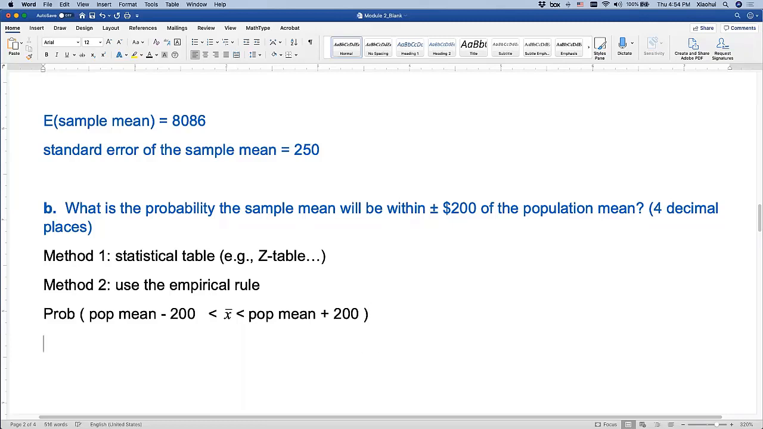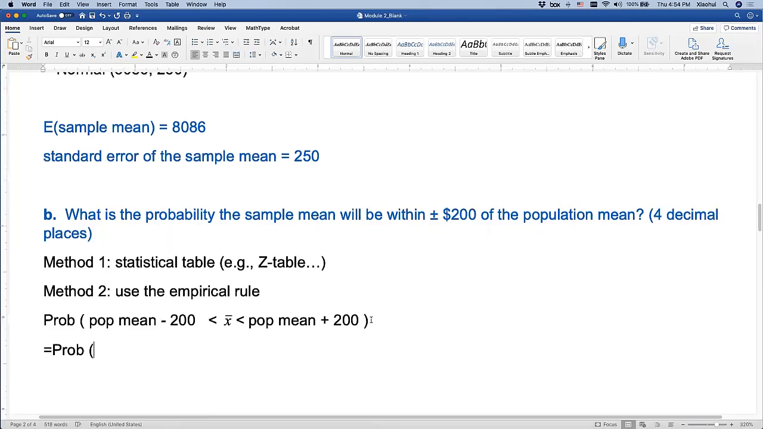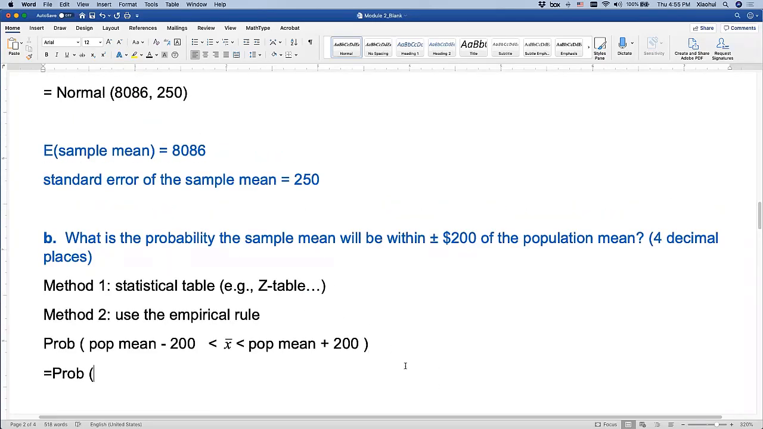Do we know what the population mean is? Can you use the empirical rule for this? Well, you could, but I don't think you can, because 200 is not exactly 1 standard deviation. Remember, the empirical rule is only about plus or minus 1, plus or minus 2, plus or minus 3. 200 is not 1 standard deviation.